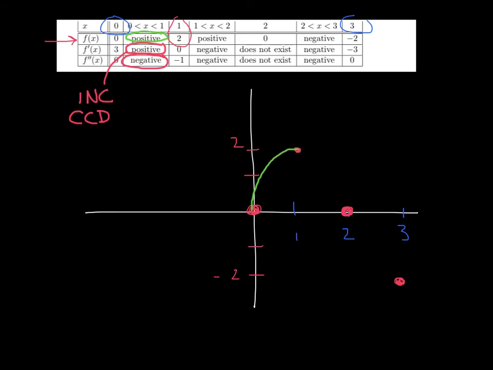When I get to 1, my slope is 0, so that means it should flatten out. And my second derivative is negative. So keep that down. I should be concave down. That's what it's telling me, concave down.